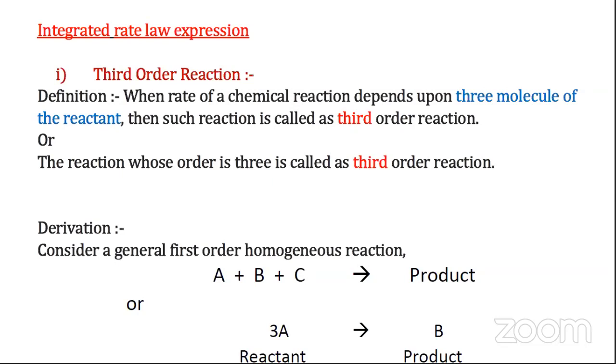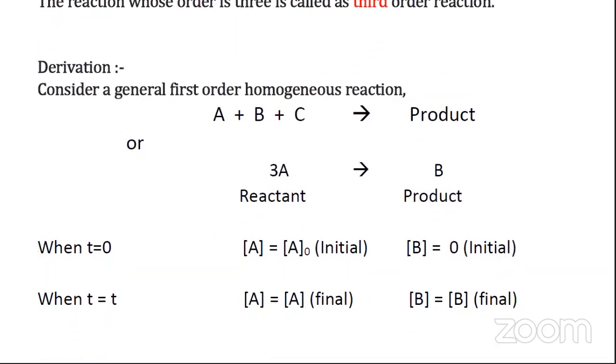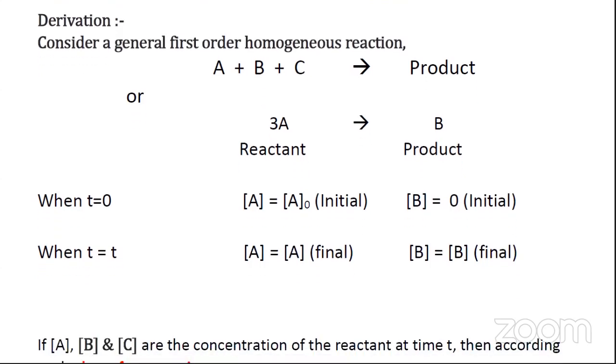Derivation is like first order, second order. If you have understood first and second order, then you will understand this. This is very much simple. Consider a third order homogeneous reaction: A plus B plus C gives rise to product, or three molecules of reactants getting converted into the product. Now let us consider for this reaction, when time t equal to 0, concentration of reactant will be a0 and product will be 0. When time t equal to t, a is the final concentration.